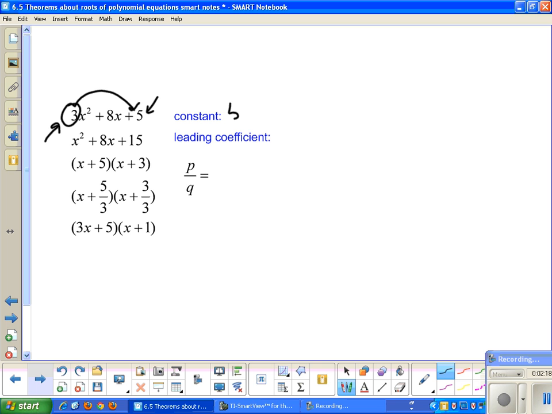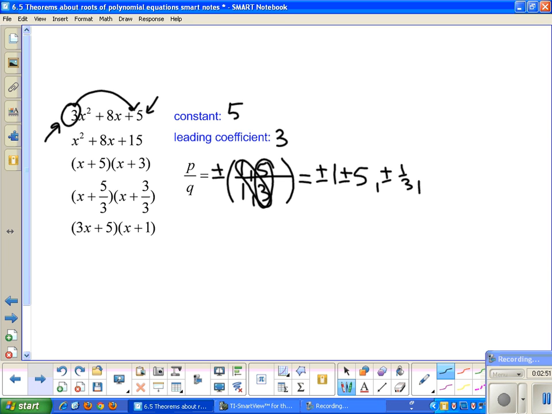Our constant in this case is 5, and our leading coefficient is 3. Remember, you always want to be in standard form when you do that. So P over Q would be factors of 5, and we want plus or minus each of them. Factors of 5 are 1 and 5, and those are the only factors, and the factors of 3 are 1 and 3. So if we write these out, we have plus or minus 1, plus or minus 5 over 1, which is 5, plus or minus 1/3, and plus or minus 5/3. These would be my possible rational roots. And remember, what's a rational number?